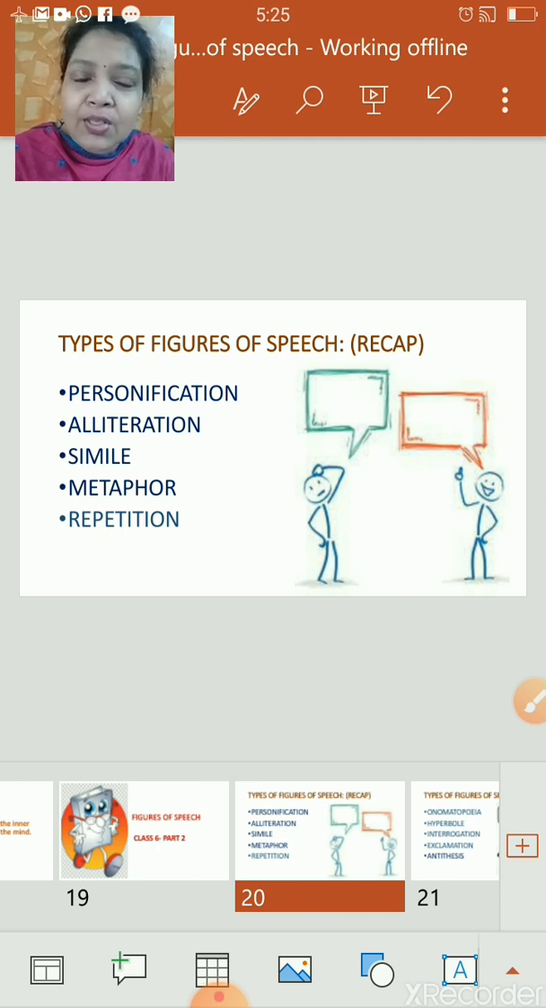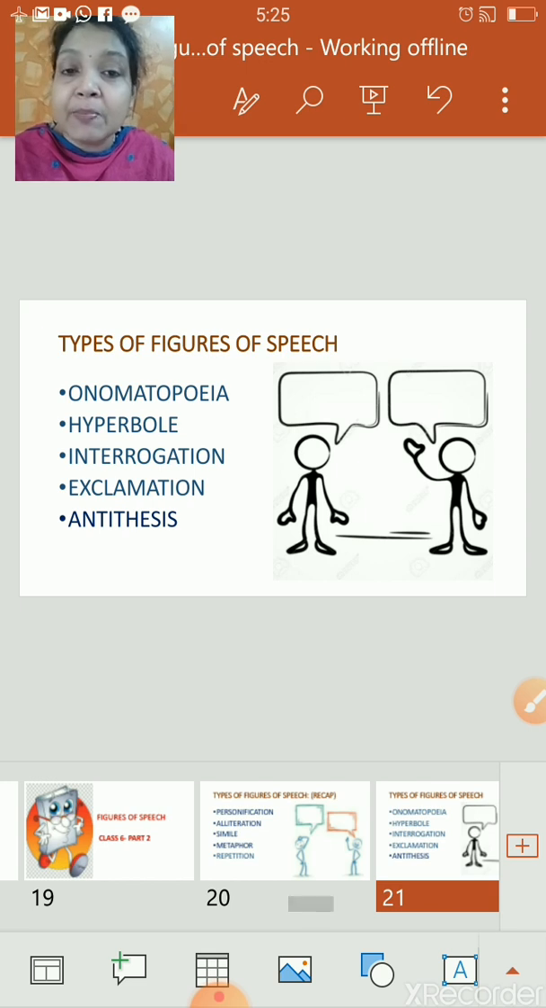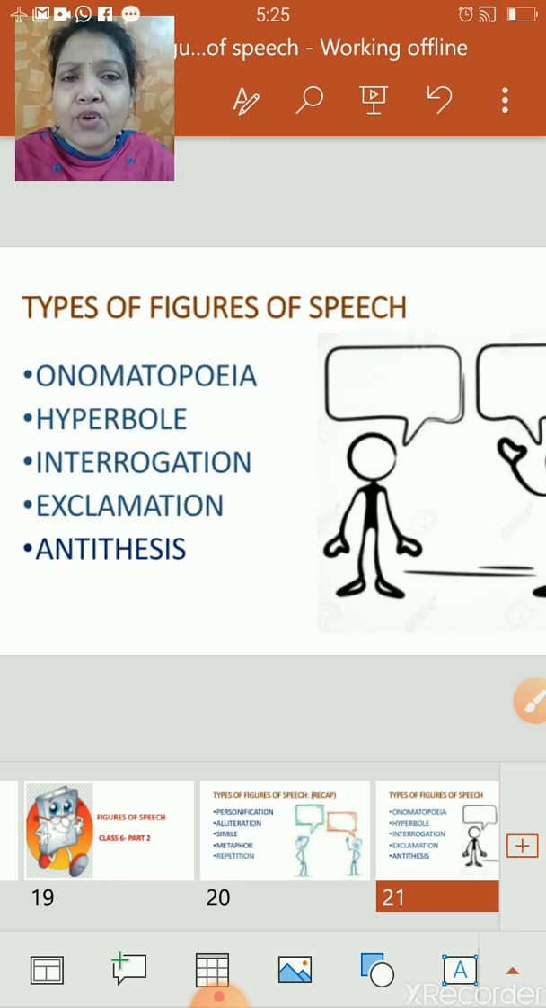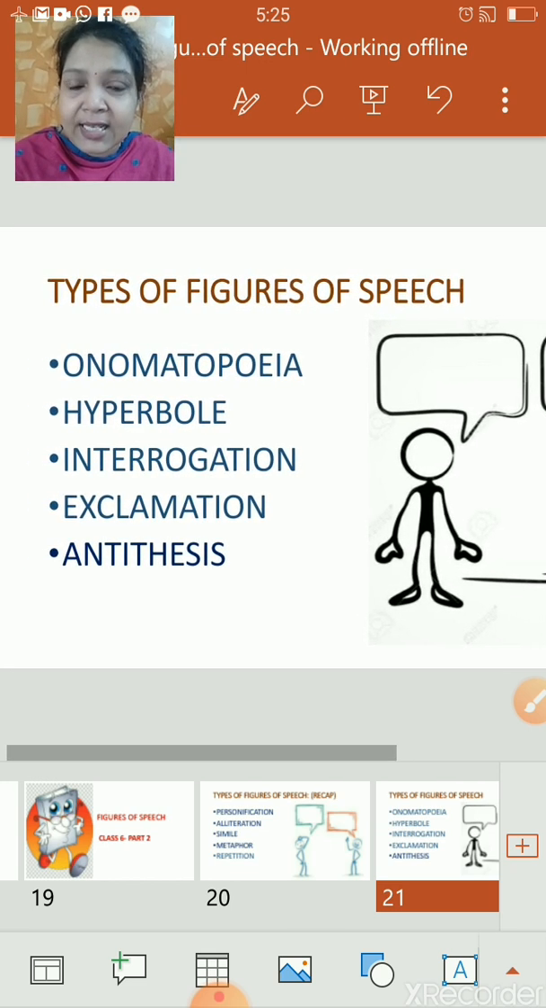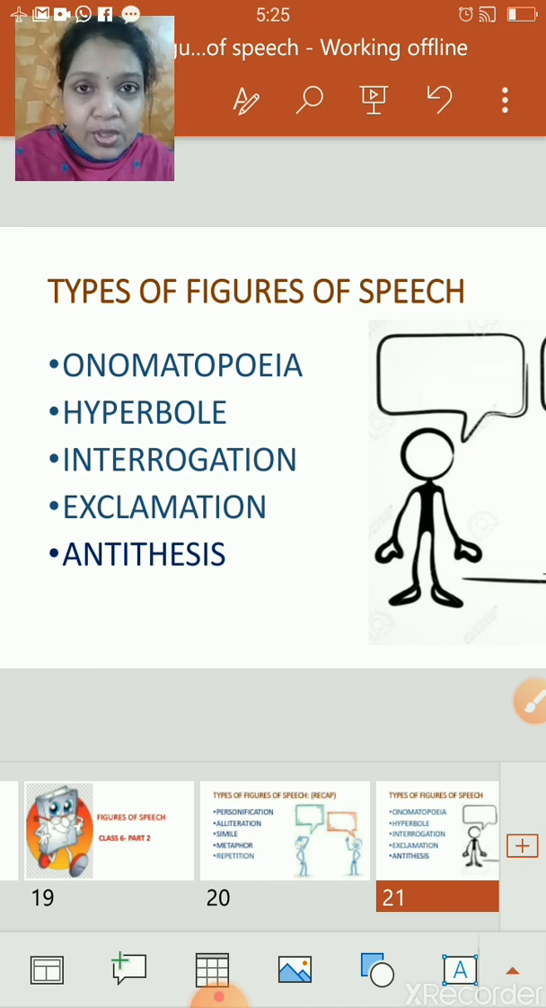Now, students, let us go through part 2. What are we going to continue in part 2? There are various forms of figures of speech, as I said, but for your level, what we are going to continue with today is these five topics. Let us start with the naming of those topics: onomatopoeia, hyperbole, interrogation, exclamation, and antithesis. Alright, let us start with the easiest topic first.